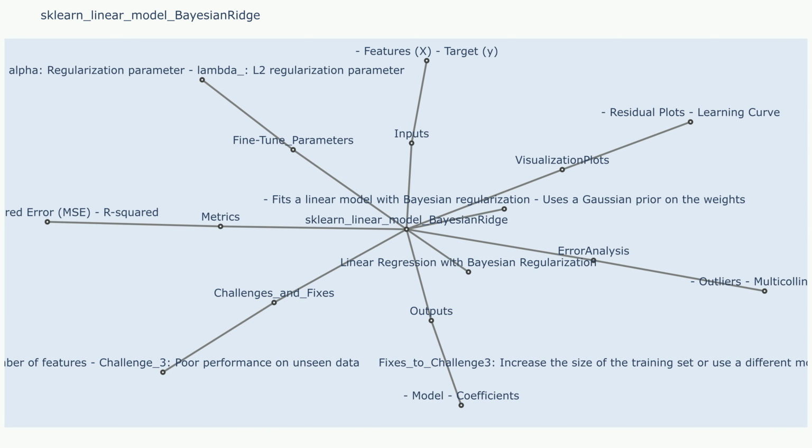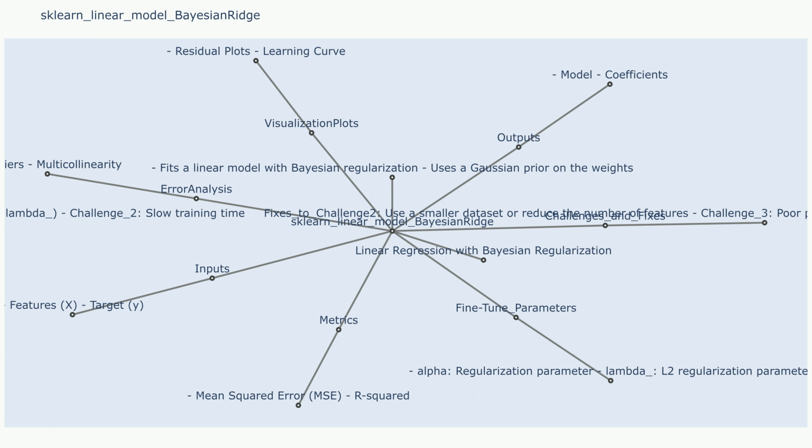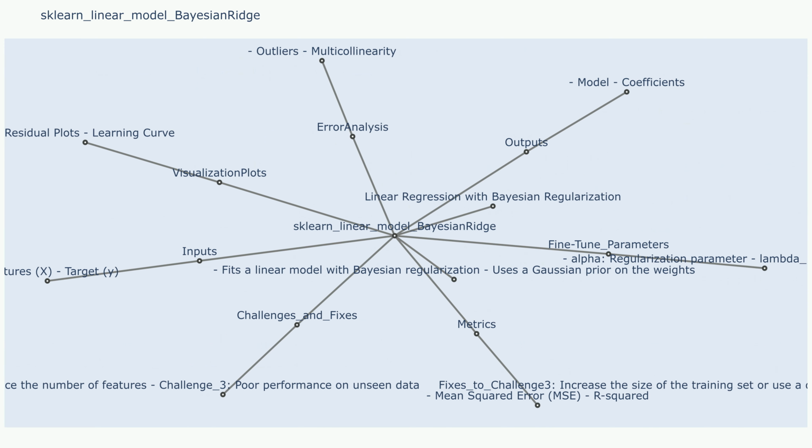sklearn.linear_model.BayesianRidge. Description. The BayesianRidge class implements a Bayesian approach to linear regression, utilizing a Gaussian prior over the model coefficients. This approach infers the posterior distribution of the coefficients, considering both the data and the prior assumptions. Unlike regular linear regression, Bayesian ridge provides probabilistic predictions and estimates the uncertainty associated with those predictions. It can handle high-dimensional datasets and is robust to overfitting.